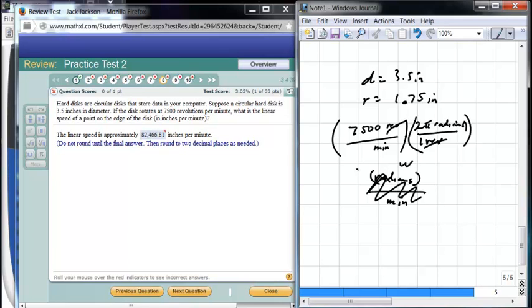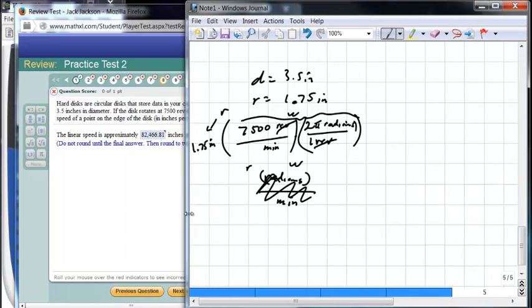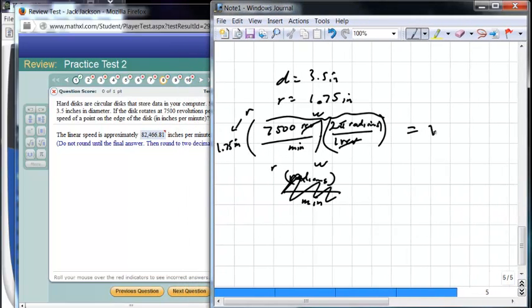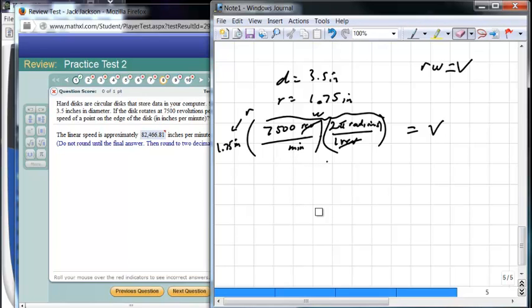So this part here is omega. And so we have r times omega, so we need to put r here, 1.75 inches. And this will be v. R omega equals v. Okay, let me clear this out here. So when you look at your units, make sure everything's going to work out. Revolutions cancel. We get radians per minute times inches. Radians, basically, we can leave that off because that's not really a unit. So we get inches per minute, which is a legitimate velocity unit, and it's the one they want.